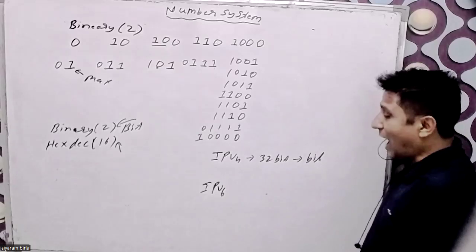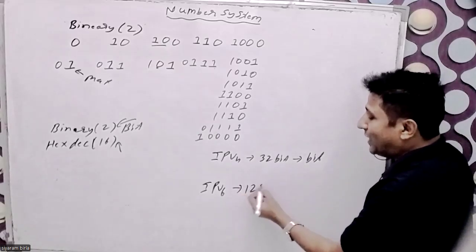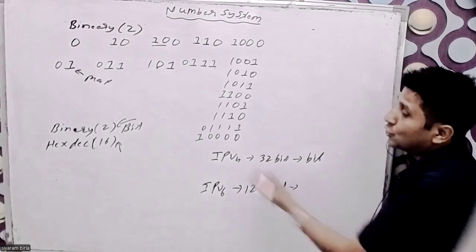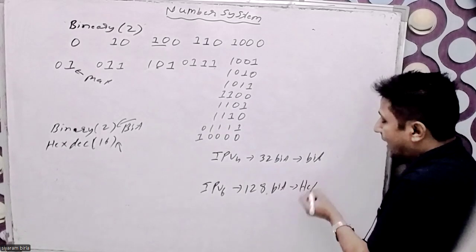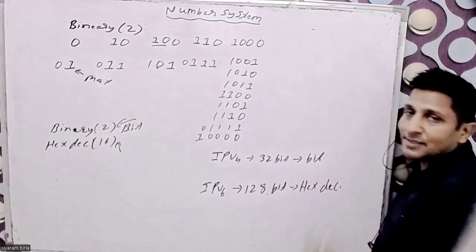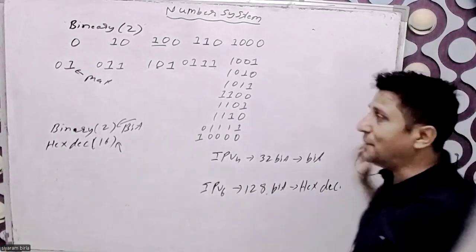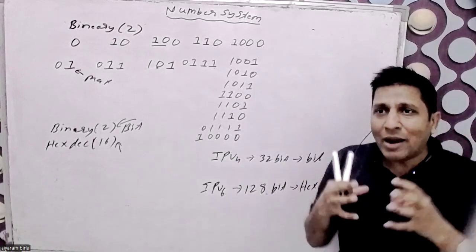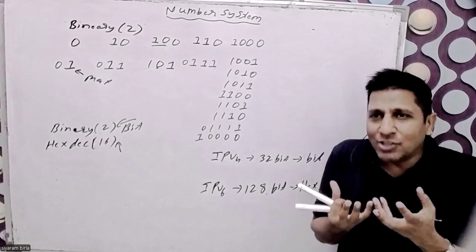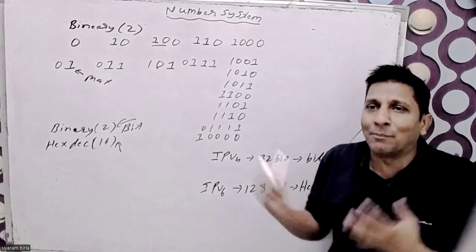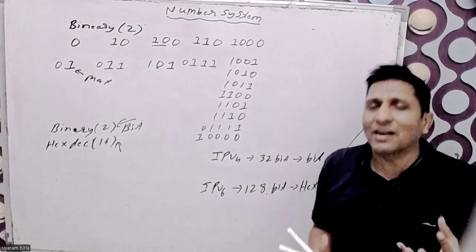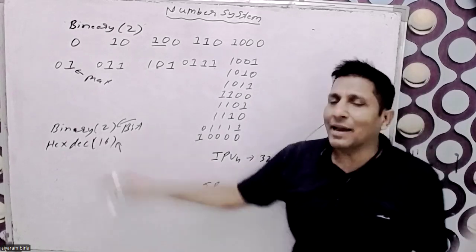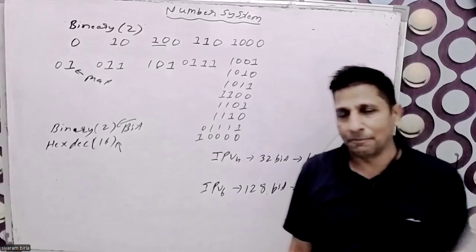And IP version 6 is 128 bit. It's a bigger number, so that's why it is represented in hexadecimal. So the concept is that we need a number system to represent the address. To represent a small address, we need a small number system. To represent a big address, we need a big number system.